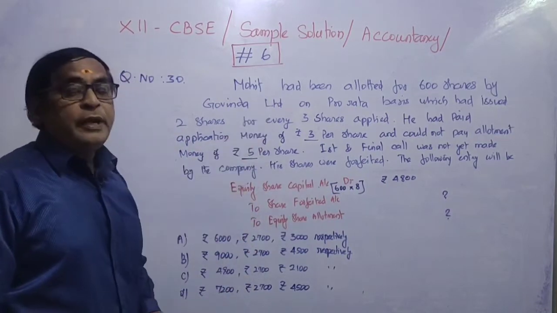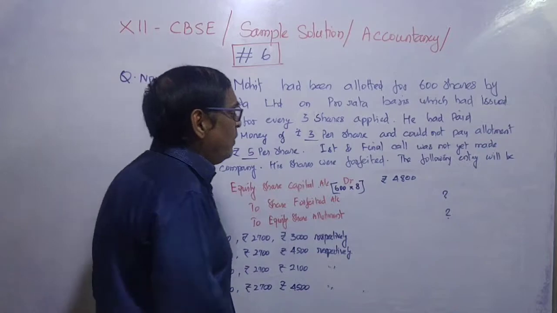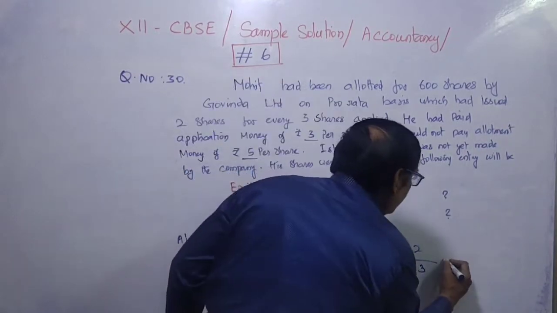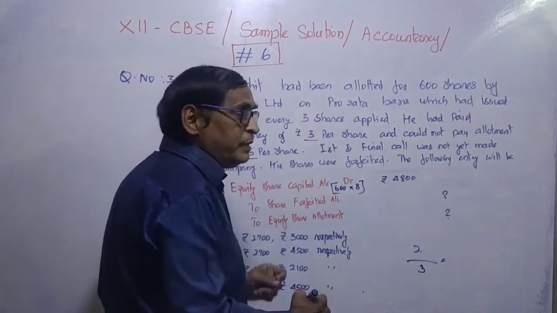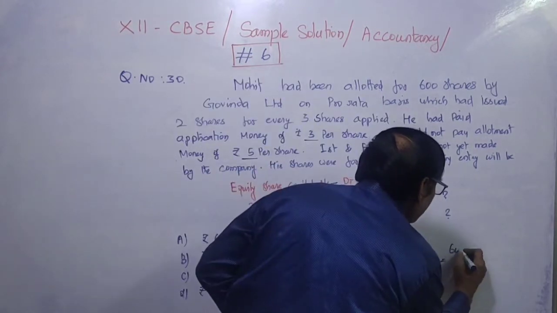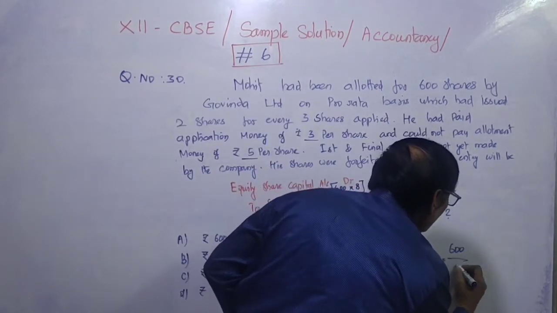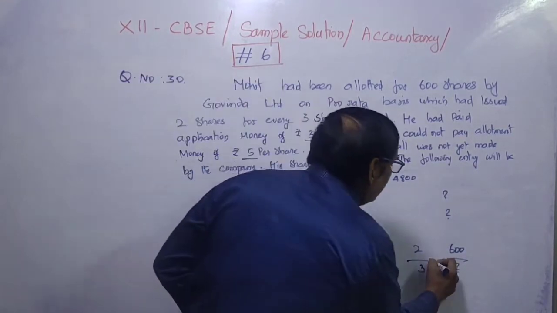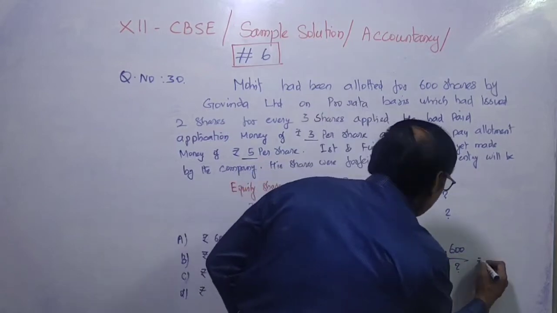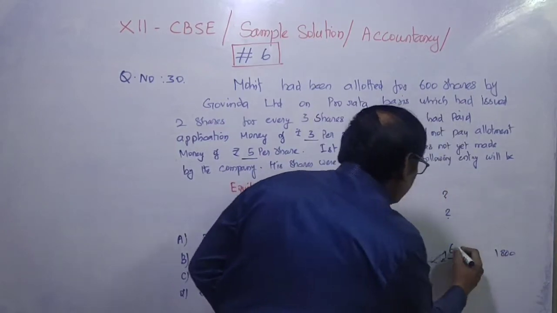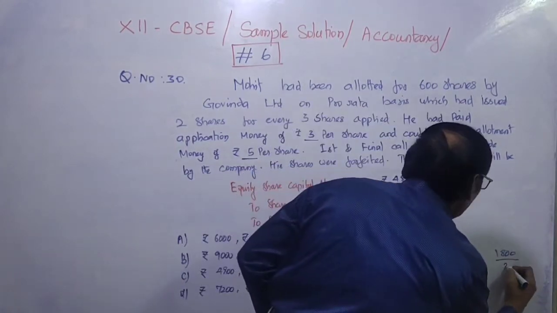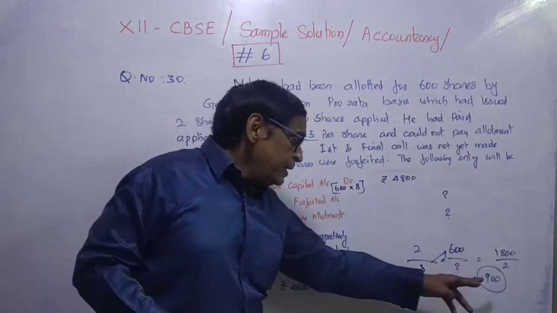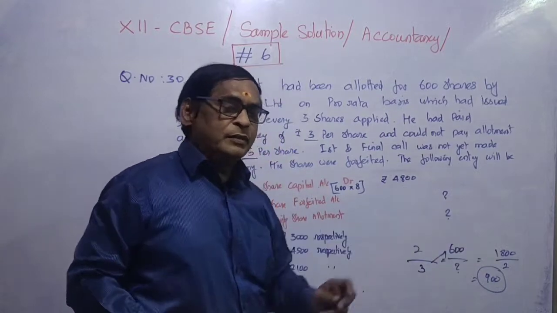So here it has been allotted on pro rata basis. For every 3 shares, 2 shares were allotted. So how much had Mohit applied? 600 shares he has been allotted. So cross multiply: 600 into 3 divided by 2, that is 1,800 divided by 2. He has applied for 900 shares. So for 900 shares he would have given application money.